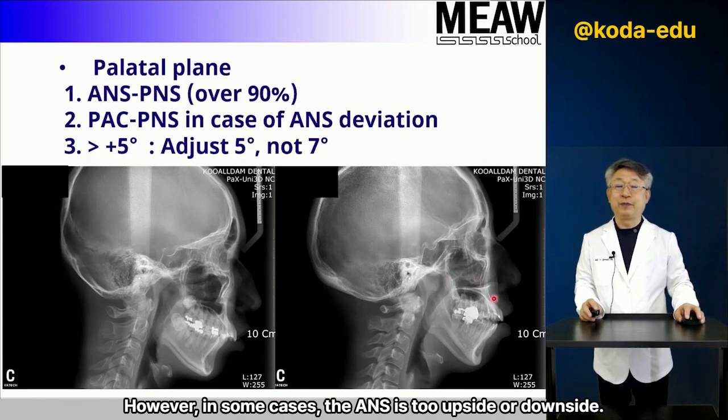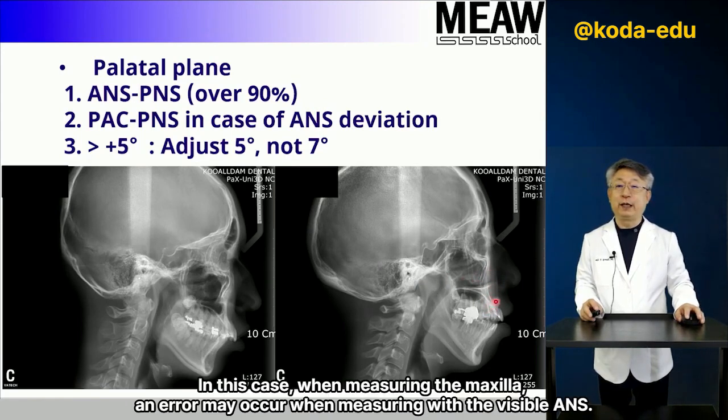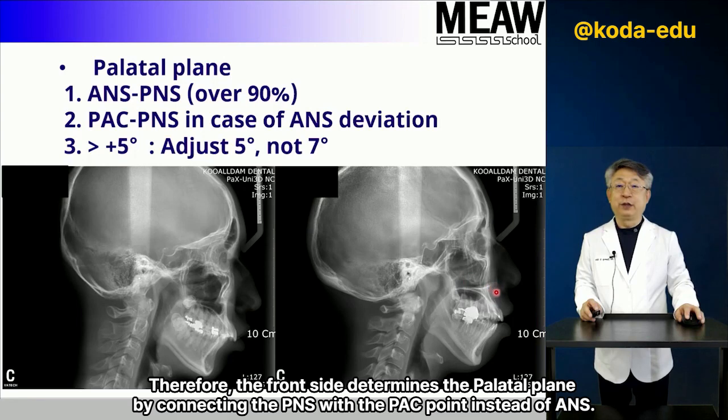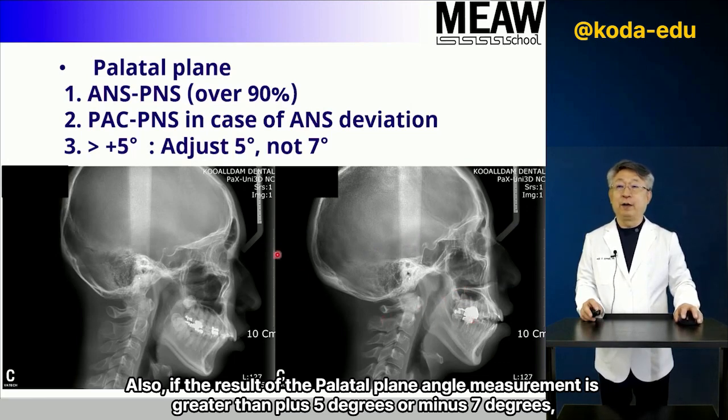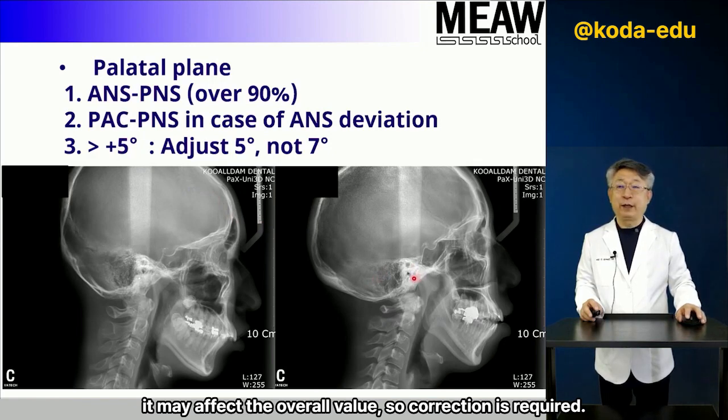However, in some cases, the ANS is too far upward or downward. In this case, an error may occur when measuring the maxilla with the visible ANS. Therefore, the front side determines the palatal plane by connecting the PNS with the PIC point instead of ANS. Also, if the result of the palatal plane angle measurement is greater than +5 degrees or -7 degrees, it may affect the overall value, so correction is required.